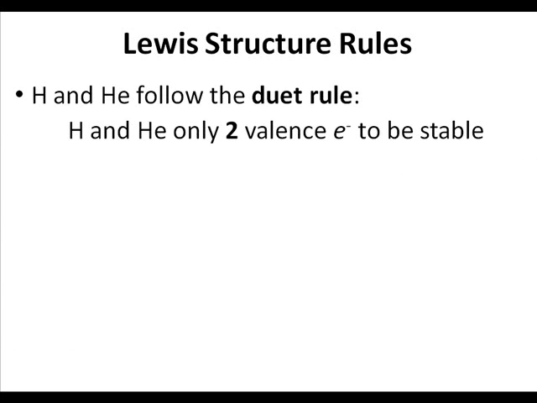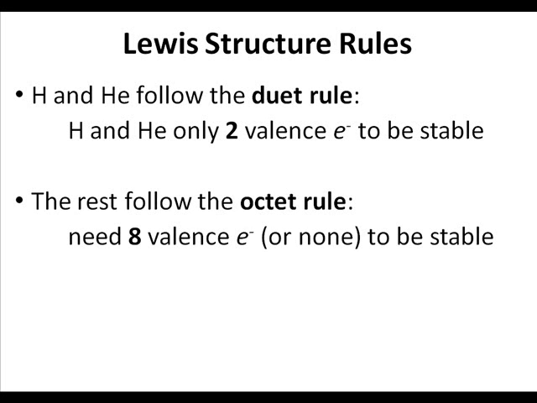So here's your basic rules. Hydrogen and helium follow the duet rule. What that means is hydrogen and helium must get to 2 valence electrons to be stable. Helium, as you might recall, already achieves this. It's a noble gas. Hydrogen does not, and is unstable and will have to take steps to become stable.